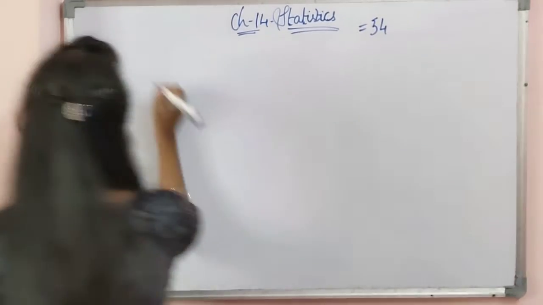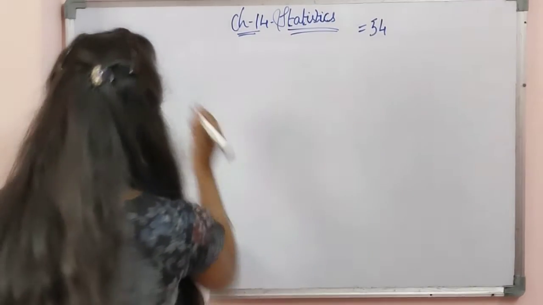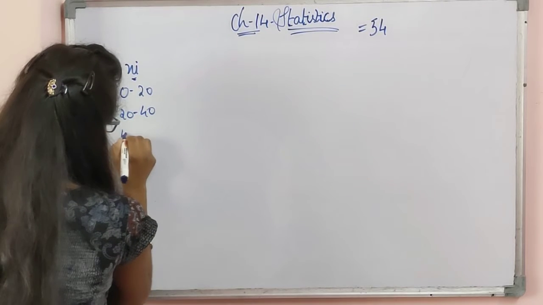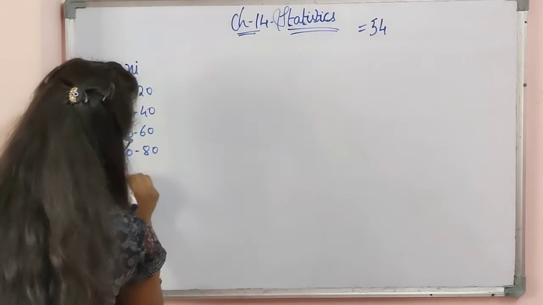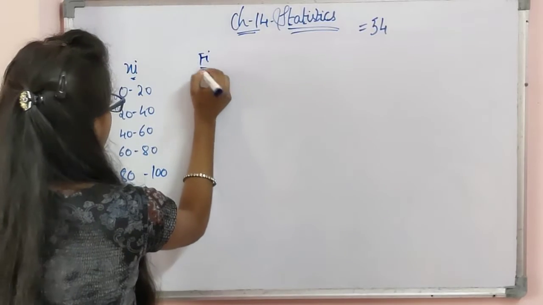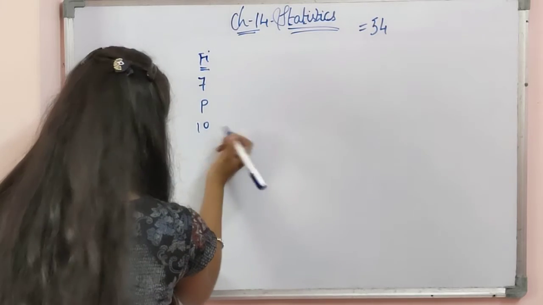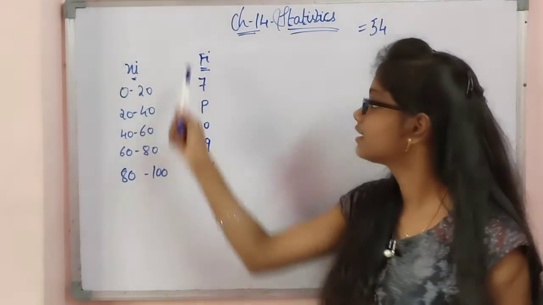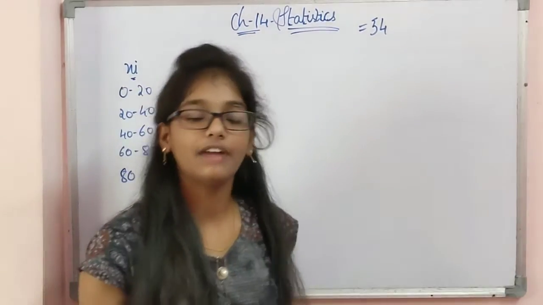So let's do the problem. Let's take the question with class intervals 0 to 20, 20 to 40, 40 to 60, 60 to 80, 80 to 100. These are the class intervals. The frequencies I am taking as 7, p, 10, 9, 13. In particular questions they give an unknown value like p in the frequencies. As usual we have to do the problem.